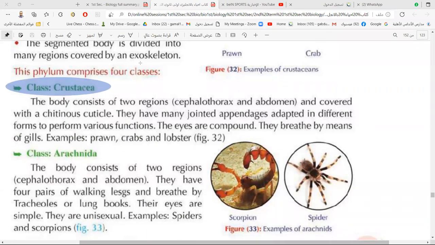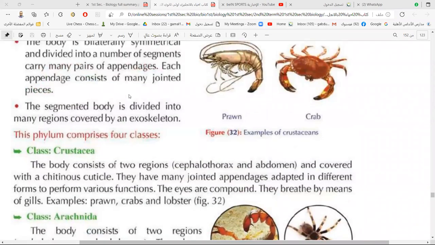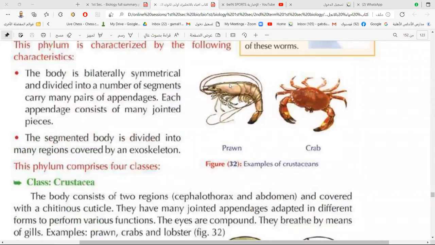Crustacea live in the seas and oceans, and the body consists of two regions, cephalothorax and the abdomen. Cephalothorax, يعني إيه؟ جزء بيشمل الهيد والشيست together. The head and chest are together in one part of the body. This is the cephalothorax. And the abdomen, الجزء الثاني من الجسم هو البطن. So the body is divided into two regions.